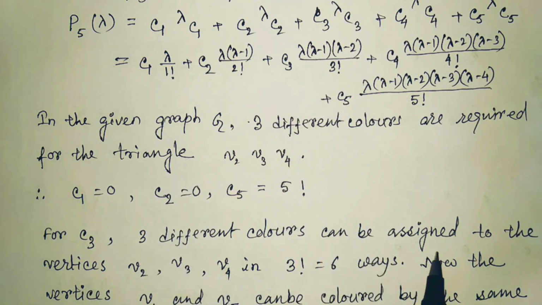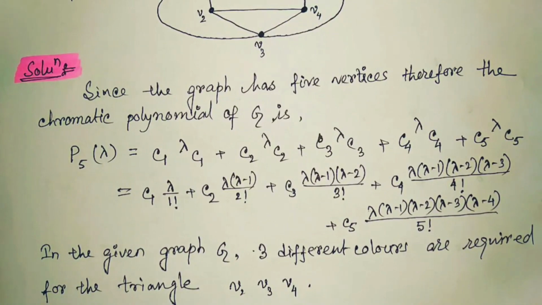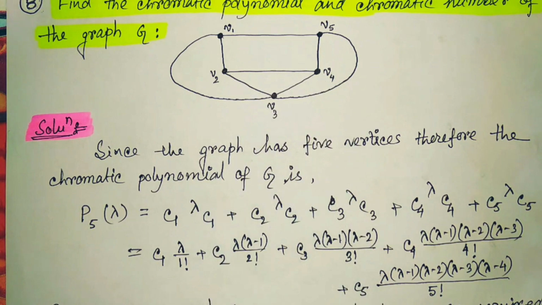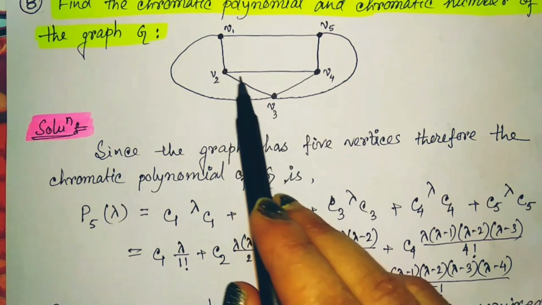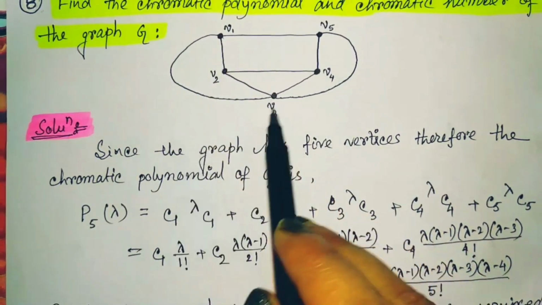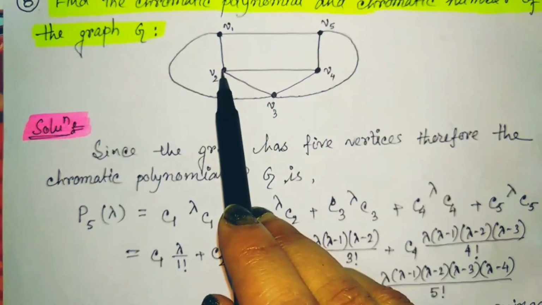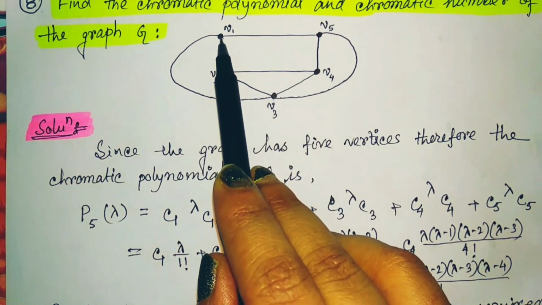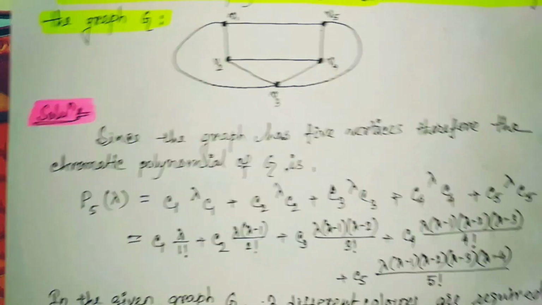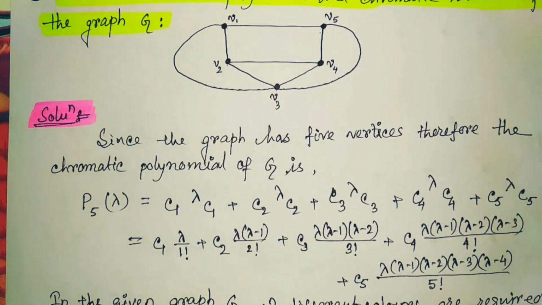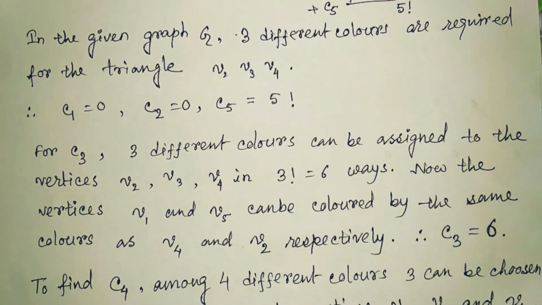For C3, 3 different colors can be assigned to the vertices V2, V3 and V4. In this graph, in the vertices V2, V3, V4, we initially assign the 3 different colors. These 3 different colors can be assigned in 3 factorial ways, so there are 6 different ways to assign the 3 colors to these 3 vertices. Now for the vertices V1 and V5 we are supposed to put the color. V1 and V5 can be colored with only one choice, as V1 is connected with V3 and V2 both. So only the color of V4 can be given to the vertex V1, and similarly for V5 only the color of V2 can be given. So only one way is there to color V1 and one way is left to color V5. So the total number of ways to color this graph with 3 different colors is 6, that is 3 factorial. So this value, C3, is 6.